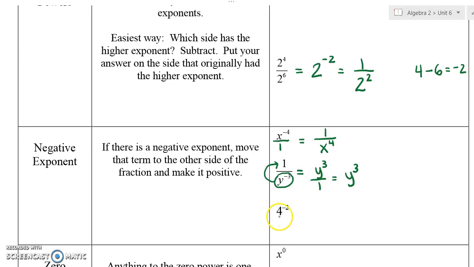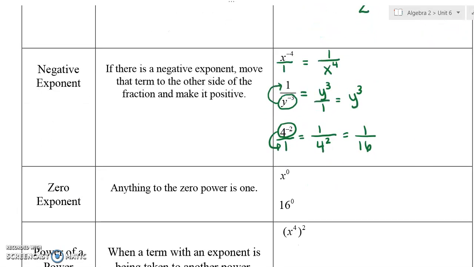Same thing here with 4 to the negative 2 power. It's over 1. We do want to take this whole thing and move it down, and when we do, it becomes 4 to the 2nd power, and the 1 is going to be on top so it doesn't look empty. And in cases like this where I know what 4 squared is, I know 4 squared is 16, I'll write 1 over 16 as my final answer.